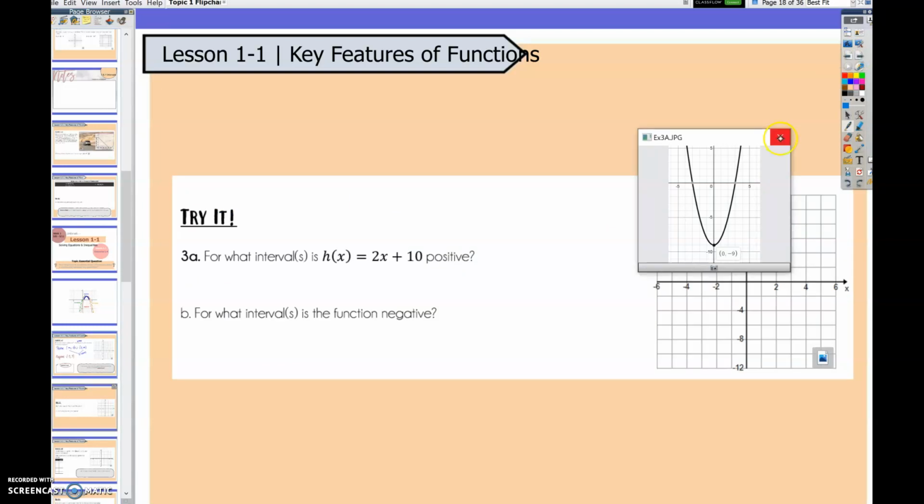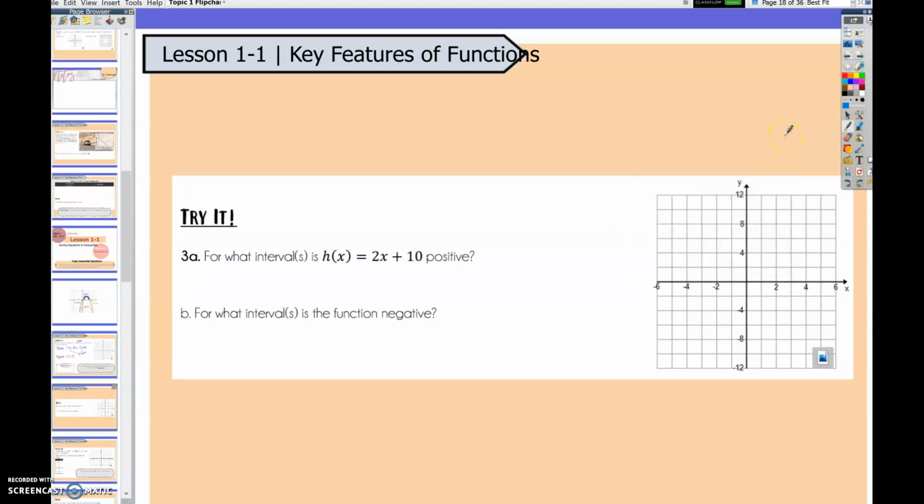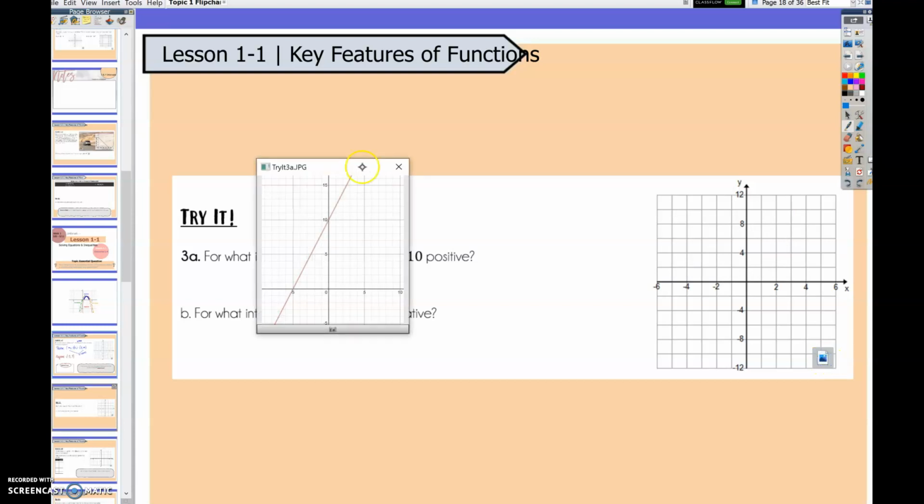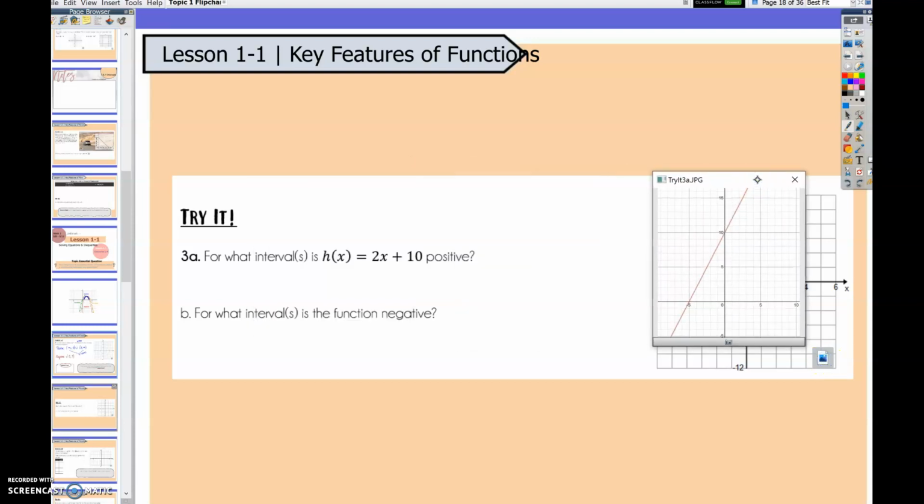For what values is 2x plus 10 positive? Now we have a linear function. Again, we're going to look at the x values for when the y values are above the axis. So here is negative 5. The graph goes above the x-axis after. So we will say it is positive from negative 5 x value to infinity, because as we travel farther, every x value here will give us a positive y value.